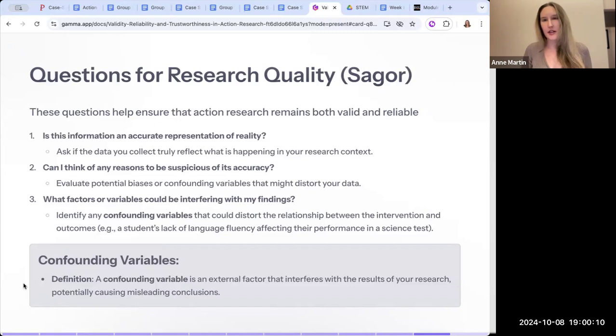Maybe you are studying the impact of a particular grouping strategy with students on student achievement. And then outside of your control, those students start participating in a tutoring program. And so you see increased results, but it's kind of hard for you to know, to what degree is it because of the tutoring? To what degree is it because of the grouping? So you would discuss that and talk about that as being a potentially confounding variable. And then what factors or variables could be interfering with your findings, like we talked about there.